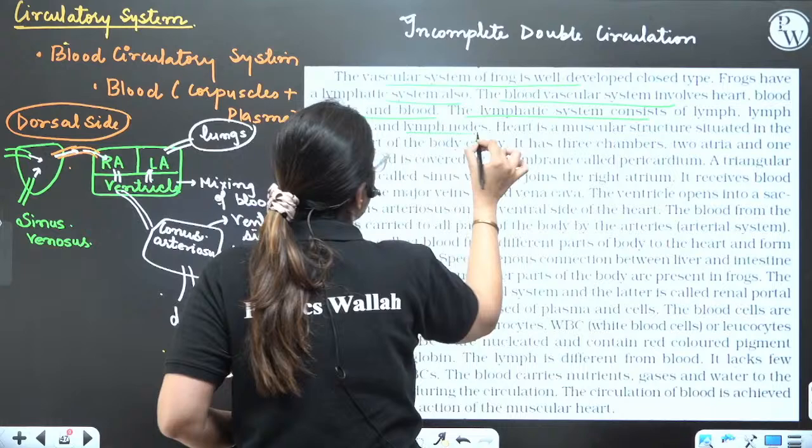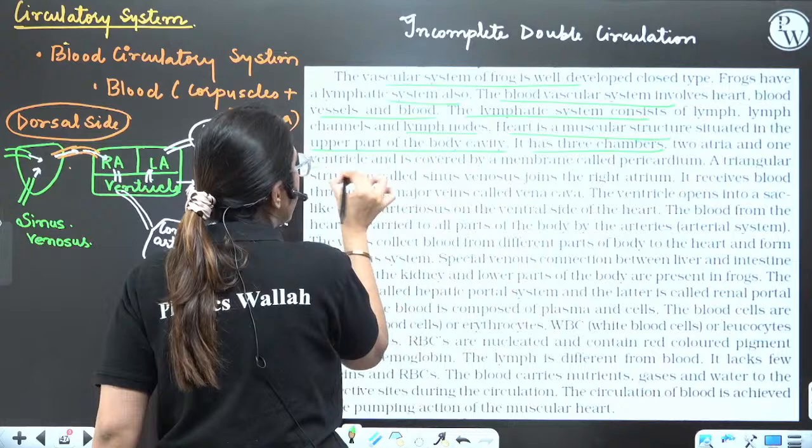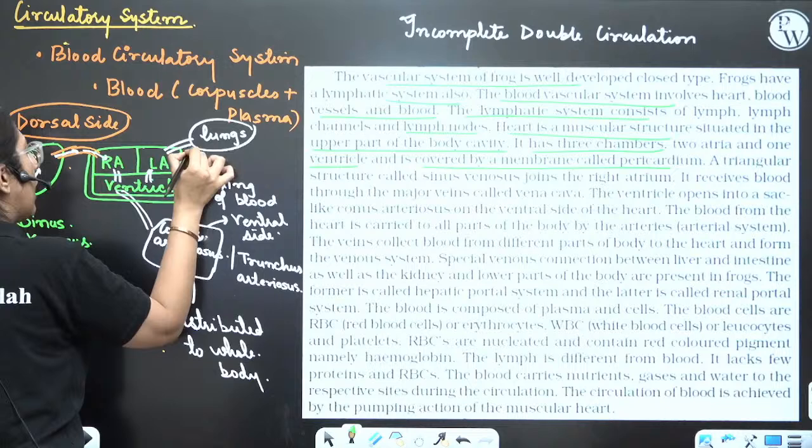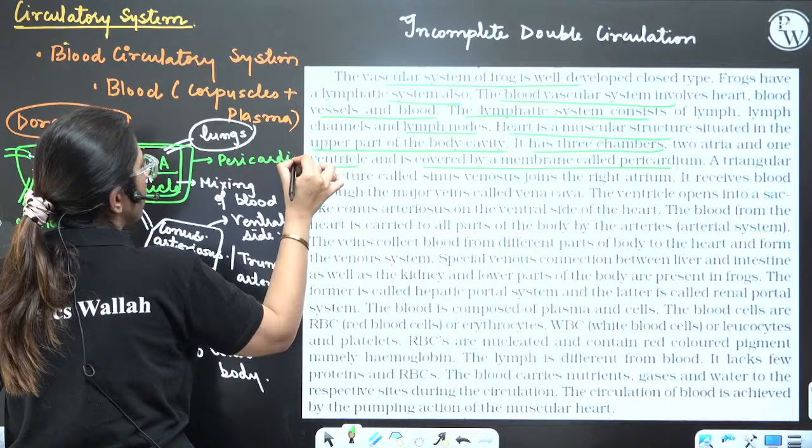Heart is a muscular structure situated in the upper part of the body cavity. Three chambers, two atria and one ventricle, are there, covered by a membrane, which is the pericardium. So yes, there is a covering, which is a pericardium. A triangular structure called sinus venosus.